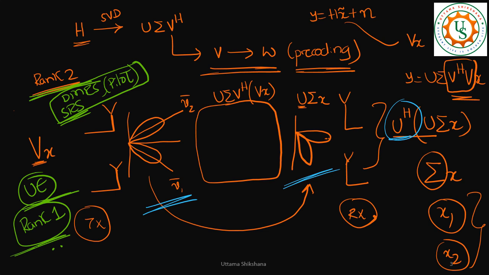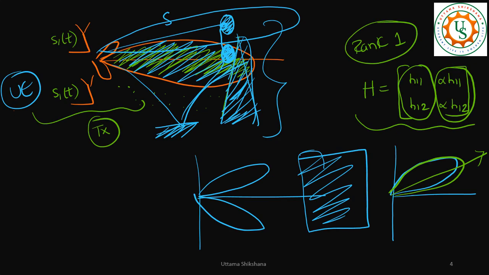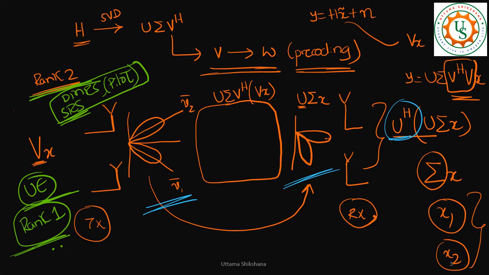I hope you got clarity with respect to how the channel is going to affect the RF beam, how it is going to change the beam directions, or how it is going to change the characteristic of the beam. With this, I will wind up the video.